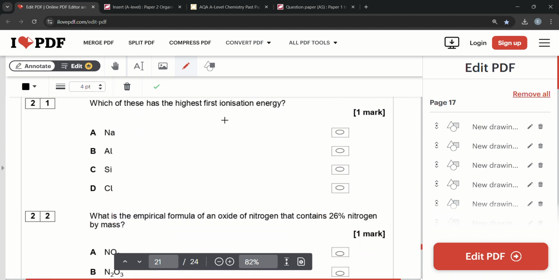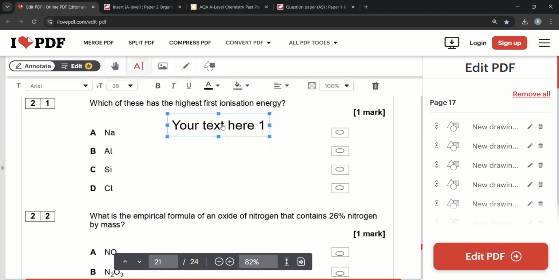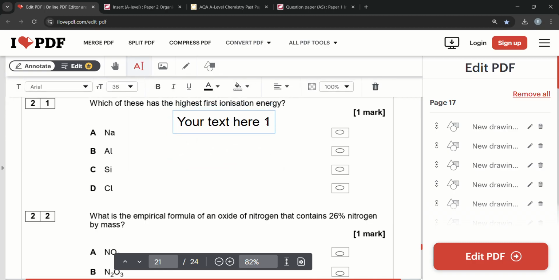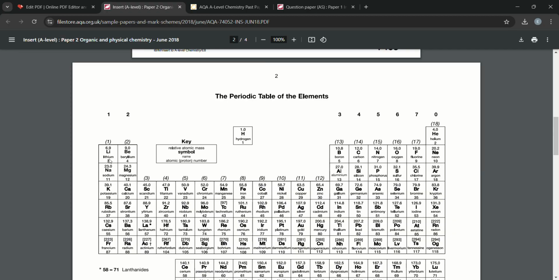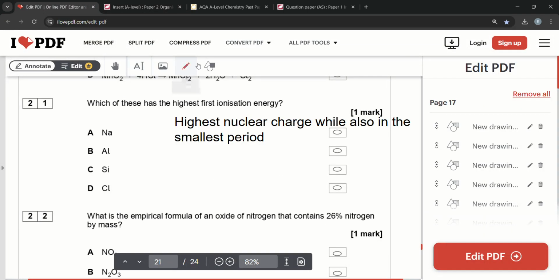Question 21. Which of these has the highest first ionization energy? In order to have the highest first ionization energy, we want to look for the atom that has the highest nuclear charge while also being in the smallest period. So if we look at sodium, that's in group 1, but what about the period? The period is 1, 2, 3. It's in period 3.